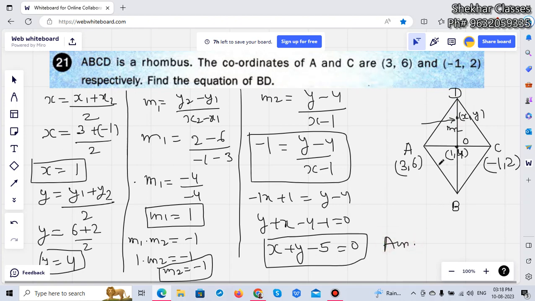So how do we find it? First, the midpoint. We know these two lines are perpendicular, so we find the slope of this line, and the slope of this line into the slope of the other line will give you -1. We know that, and we can also find the slope by using these two coordinates here, this one and any other random point. We take it and then we find it out, and this is how we will get the equation.